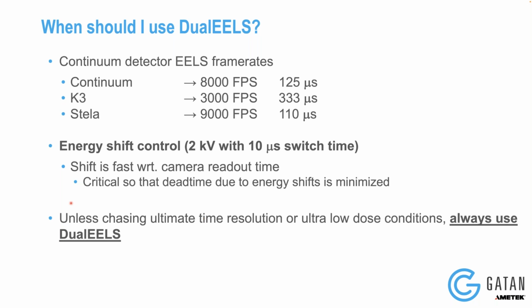And the benefits that we get from having the low loss spectra with the core loss spectra really outweigh this significantly. So always use DualEELS if possible. It's super beneficial to have that zero loss peak and low loss spectrum for any downstream processing of the core loss data.